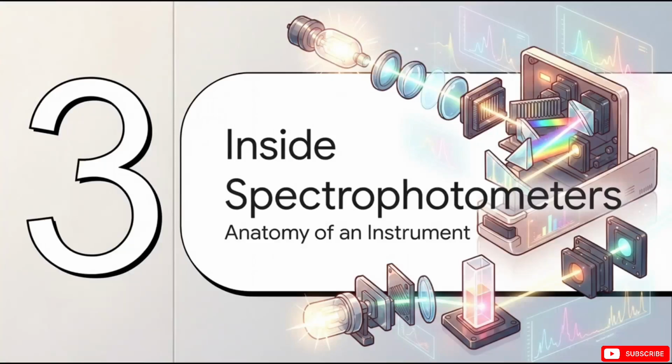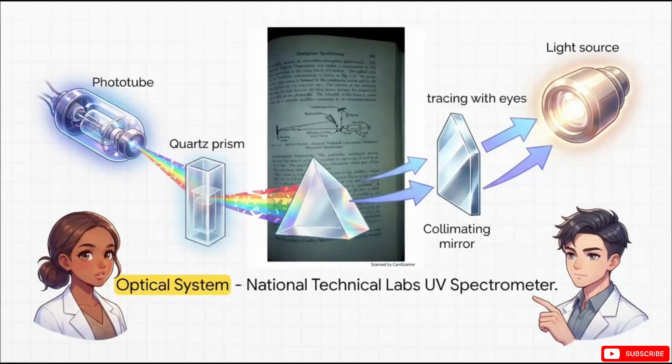It's an incredibly powerful way to find the exact chemical makeup of a substance. All right, let's get into part three, inside a spectrophotometer. For those of you studying the working principle of the spectrophotometer, this right here is the absolute core of your curriculum. We're going to take an anatomy of an instrument approach.